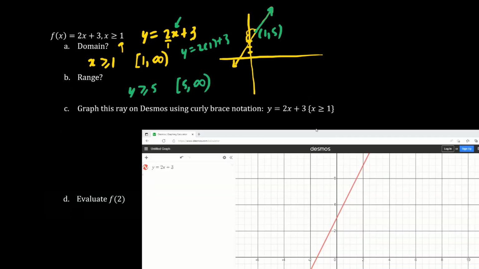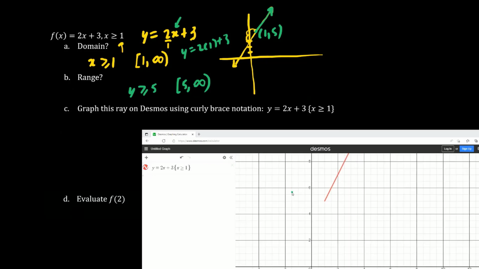On Desmos.com, we type in y equals 2x plus 3, and we get a line. However, when we use the curly brace, that's shift square bracket, we type in the domain restriction, x is greater than or equals to 1. And now we have a ray. And this critical point here is 1, 5.